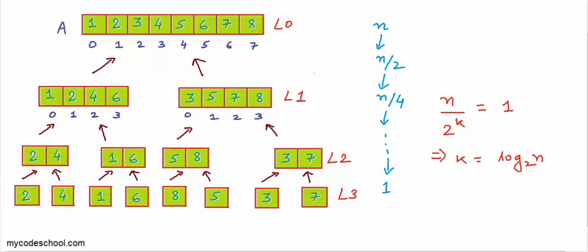8 elements are there at level 0, and there are 4 plus 4, that is 8, at level 1, and there are 2 into 4, that is 8, at level 2, and so on. For this example, n is 8, log n would be 3, so we take 3 steps. We have L1, L2 and L3.